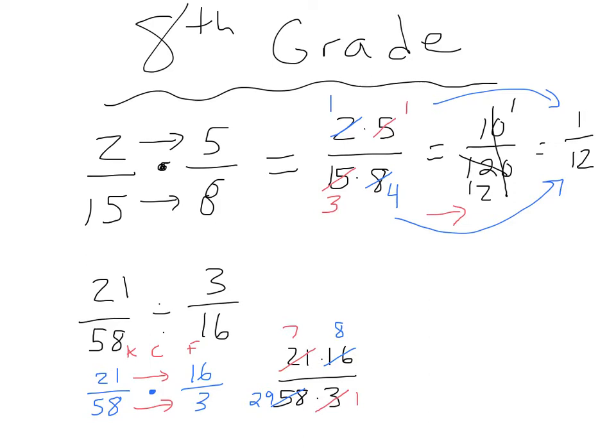So across the top, we've got 7 times 8, which is 56. And then 29 times 1, 29. That's your answer. Some might write it as a mixed number with 27 29ths, is it? You have 29 with 27 left over. So that looks good.